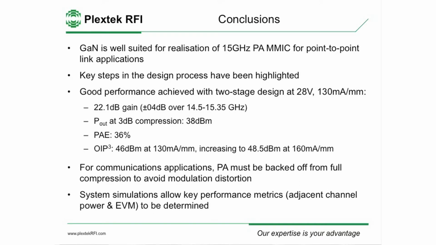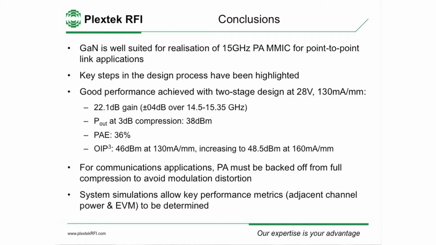So a few conclusions. Gallium nitride is well suited to the realization of 15 gigahertz PA MMICs for point-to-point link applications. Now with that quarter micron process, in honesty, it's 18, 19 gigahertz. You can go up to that. If you want to go above that for all the other popular Ka band point-to-point link applications, you'll need a smaller geometry process. But GaN itself appears to be very well suited to this. We've highlighted the key steps in the design process.